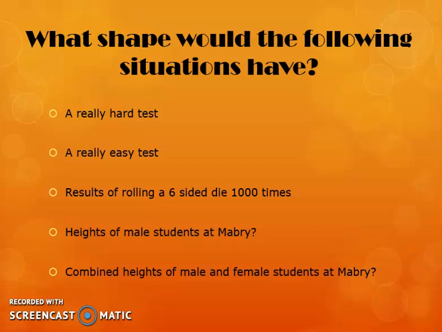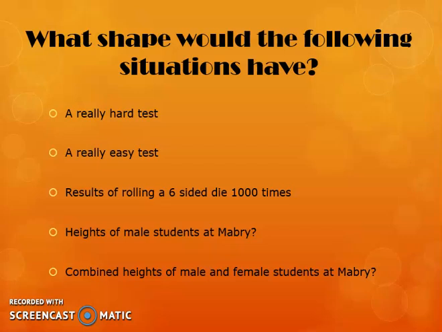Heights of male students at Mabry. If we're talking about Mabry and we're looking at just the guys, I would probably say that this graph would be bimodal. It could even be trimodal, but I would say bimodal because in all likelihood, the 6th grade students might have an average height, and then there might be a height of 7th grade and then a height of 8th grade. And there could be differences between those.